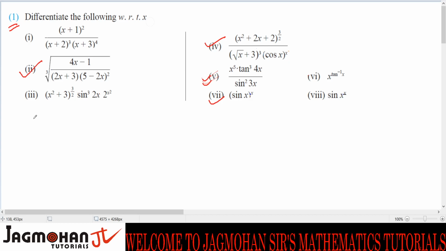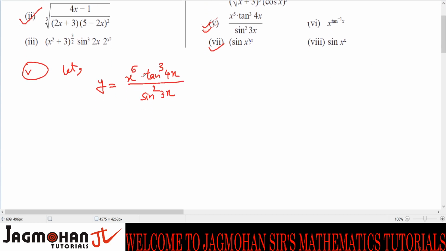Let's go ahead. I'm taking problem number 7. So as usual, we will begin with writing. I'm sorry, not 7. I mistakenly wrote 7. I'm solving question number 5. Okay. So here I write, let y equals x raised to 5 multiplied by tan cube of 4x upon sine square 3x. So what is the next step?